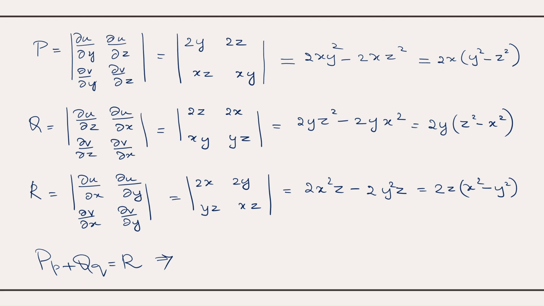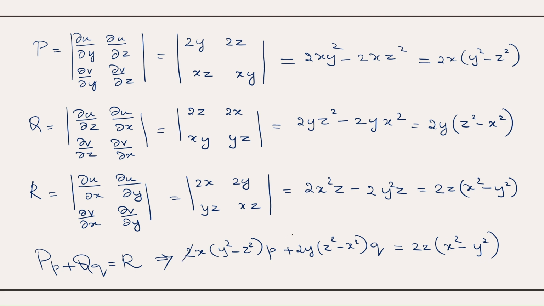So this can be written here as capital P is 2x into (y square minus z square) into small p plus 2y into (z square minus x square) into small q, which is equal to 2z into (x square minus y square), that is R. So throughout we are having 2 common, we can cancel it.